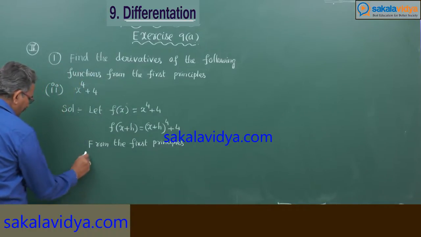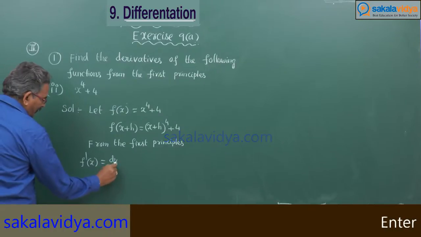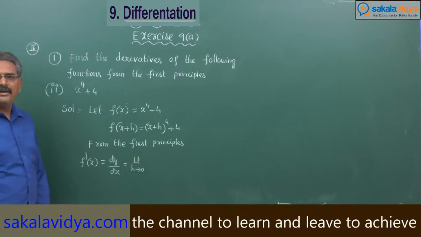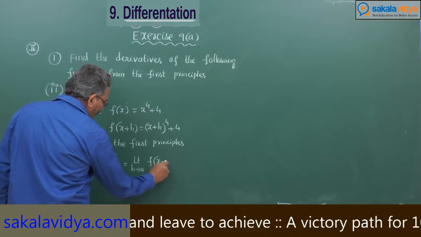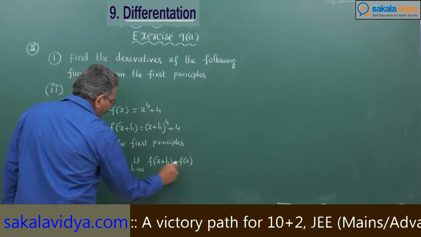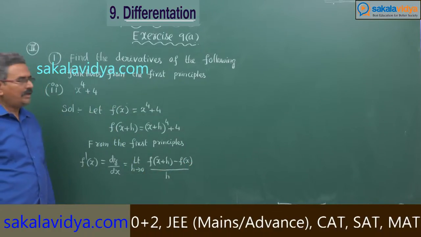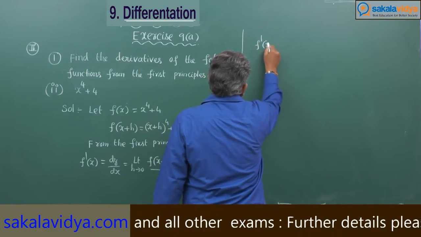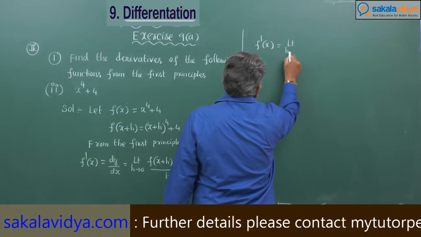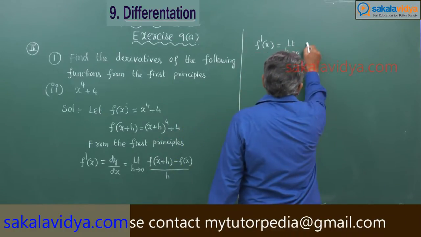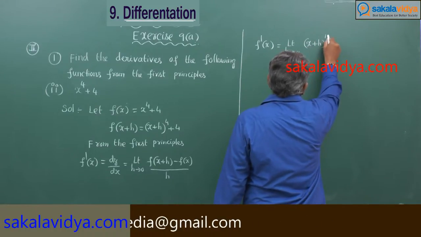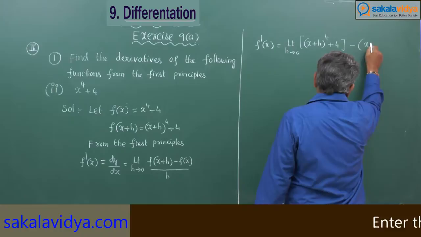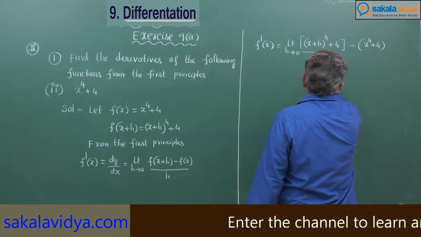we have f dash x or dy by dx is equal to limit h tends to 0, f of x plus h minus f of x by h. Now, f dash x is equal to limit h tends to 0. This f of x plus h is (x plus h) whole power 4 plus 4, and minus f of x, which is x to the power of 4 plus 4, by h.